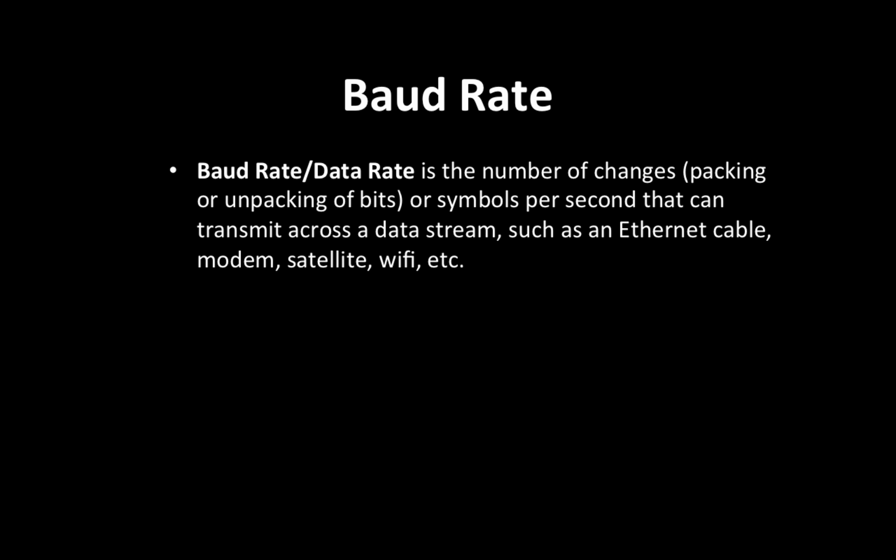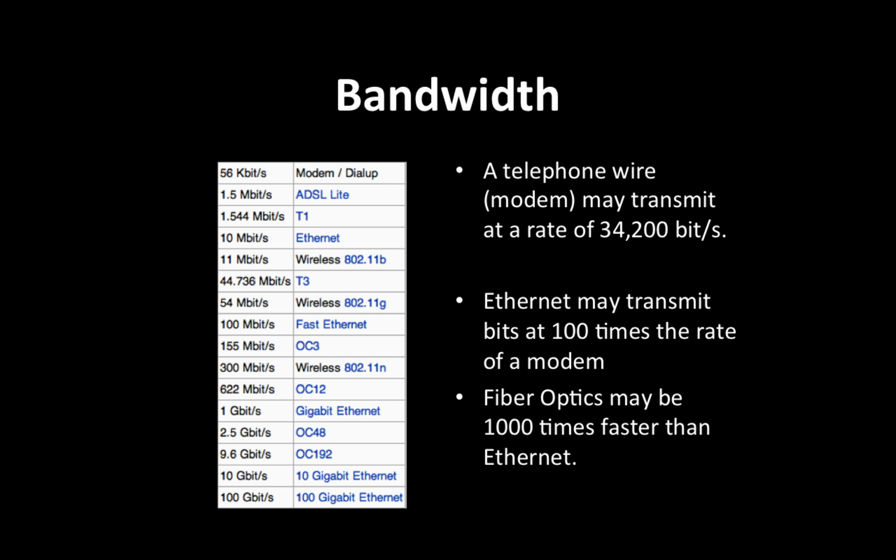Baud rate, similarly, is the number of changes per second that can transmit across a data stream, such as an Ethernet cable or Wi-Fi. And here, bandwidth is the actual cabling, including Wi-Fi, it has wireless in here.